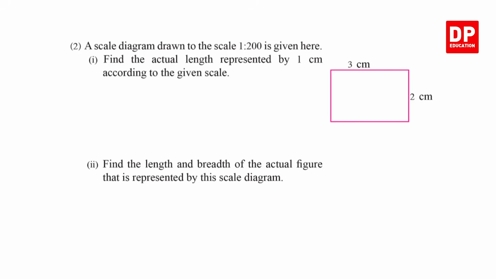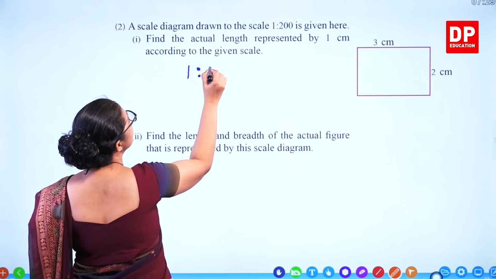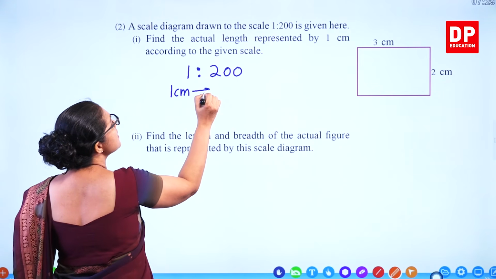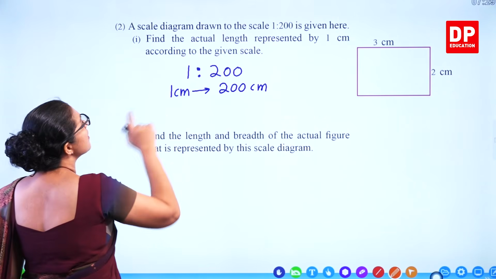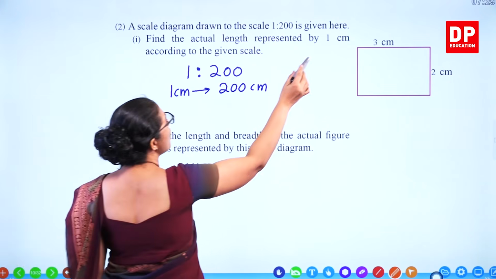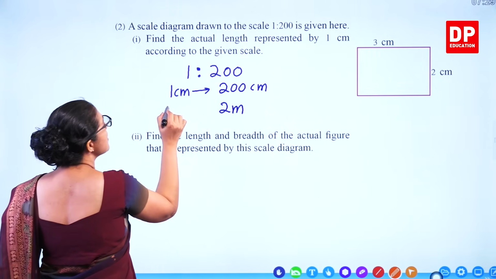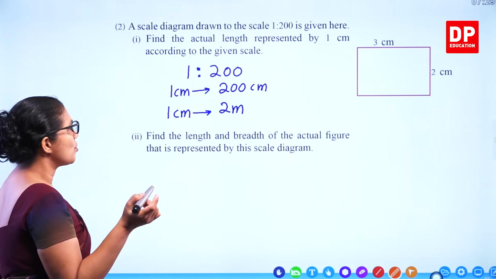A scale diagram drawn to the scale 1 to 200 is given here. Find the actual length represented by 1 centimeter according to the given scale. So 1 to 200. What does it mean? 1 centimeter represents 200 centimeters. So what's the actual length for 1 centimeter? When you divide by 100, this means 2 meters. So 1 centimeter represents 2 meters in the actual length.